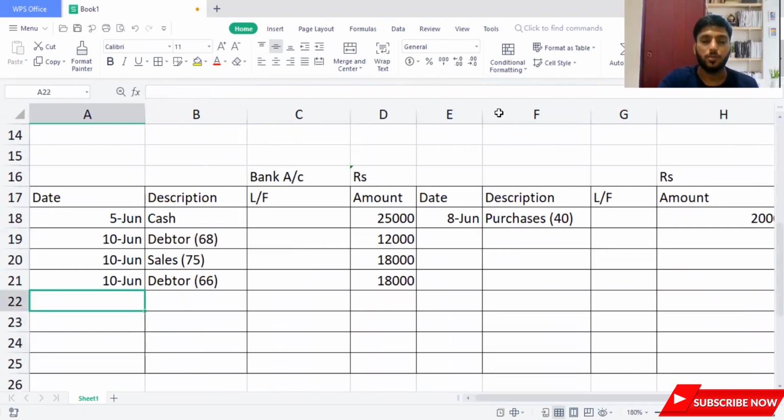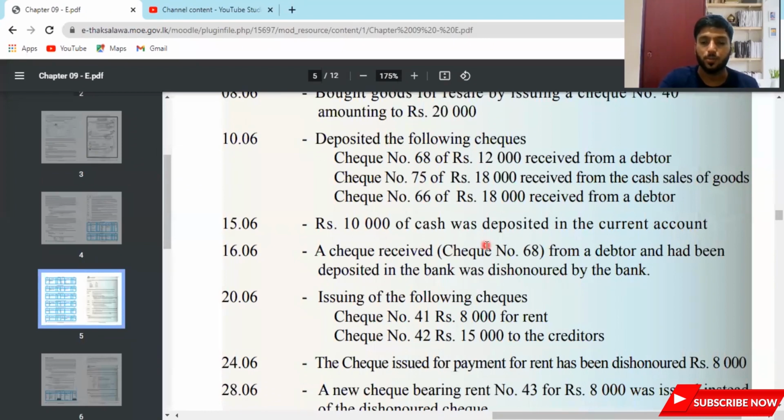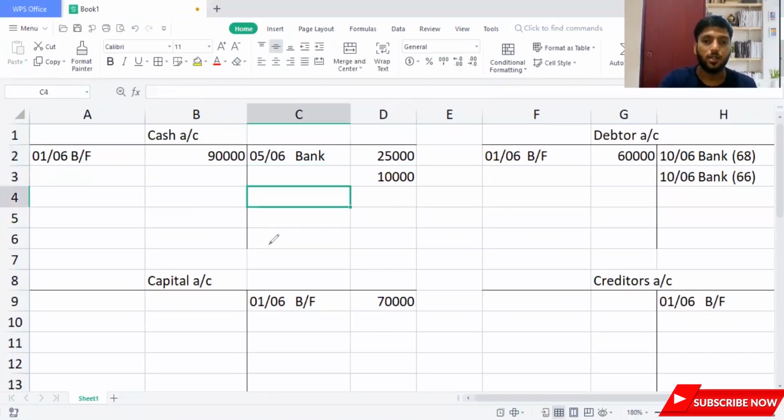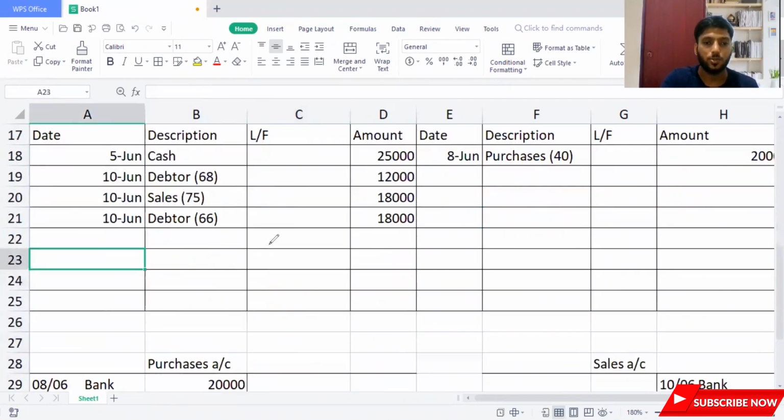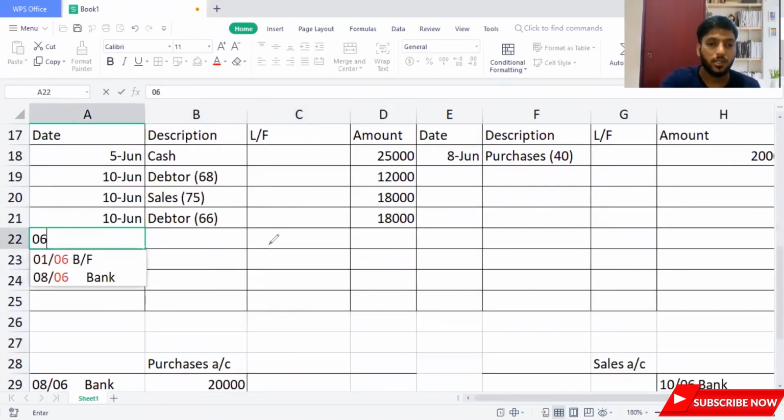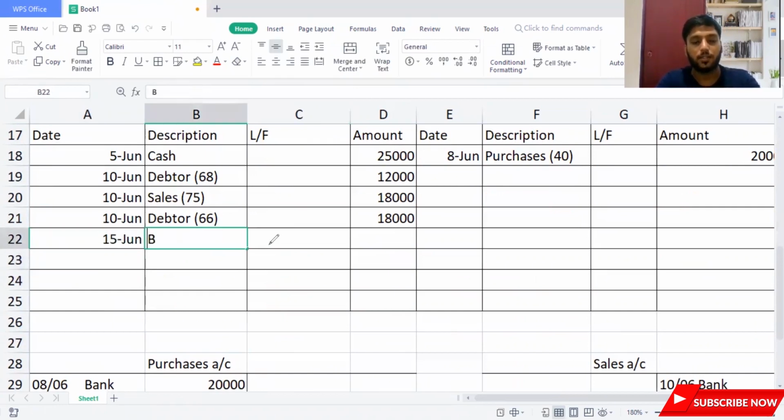Then we move on to the next part of the sum. It says that 10,000 rupees of cash was deposited in the current account. So the cash is decreasing and your bank account is increasing, so you need a ledger folio adjustment, but we are not taking it under one account, so I need to show it differently. 10,000, the date is 15/6, and I'm going to put it on the bank. So the cash account is decreasing and the bank account is on the debit side because it's an asset; increases should be represented on the debit side. So I'll write here debit, and I'll write here cash. So easy. Once I record the cash account, I'll write the amount. 10,000 is the amount they have deposited in the bank from the cash account.